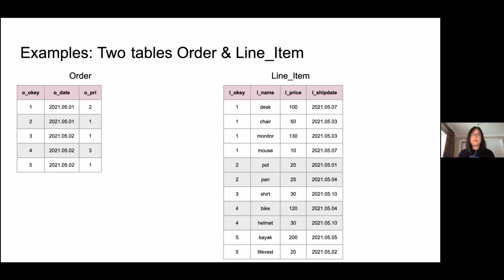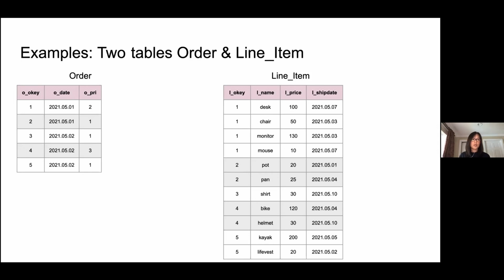So here is an example. Let's say, in the context of ordering something online, you go to Amazon and you want to order something. Usually each order has many line items. Here I put an example of two tables. The first table is the order table, with data for 5 orders with keys 1, 2, 3, 4, 5, plus the date of the order and the priority of the order. And then the line items table is how many items are in each order.